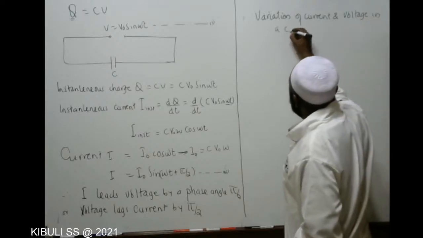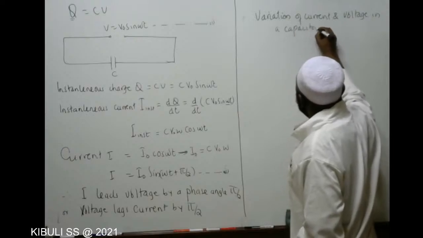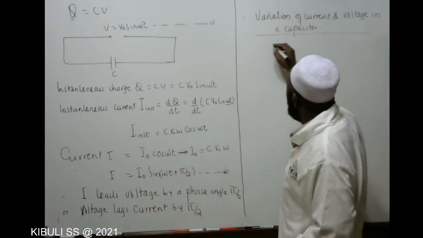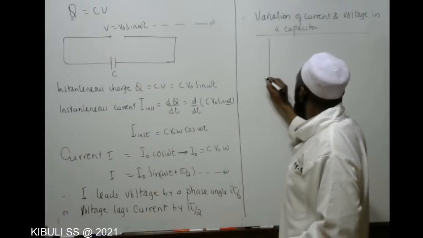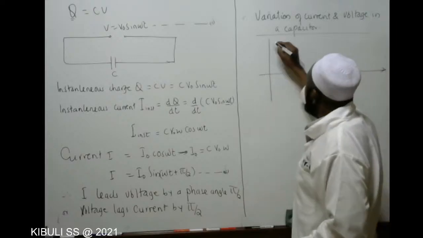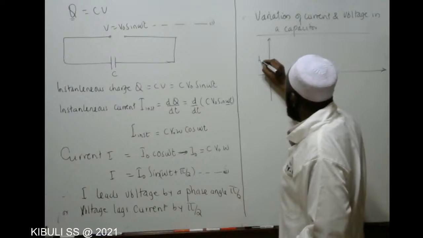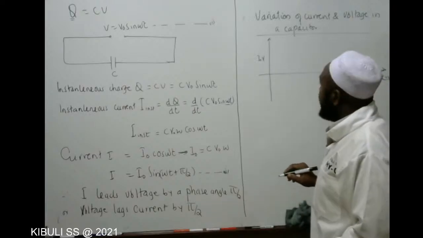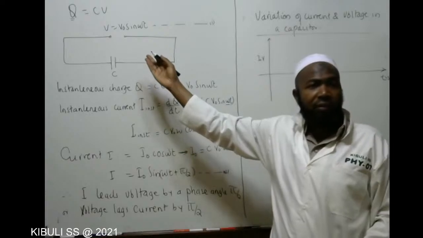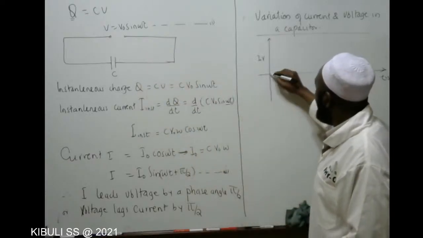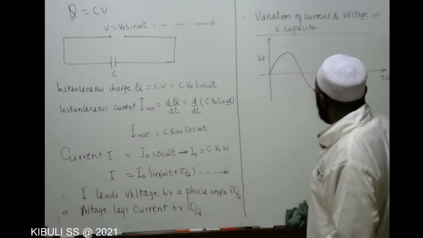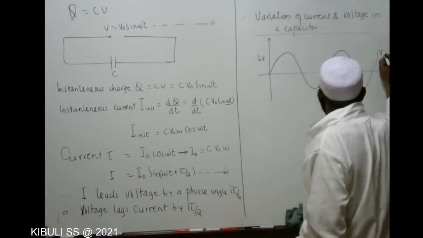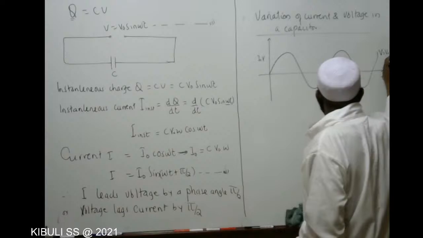In a capacitor. So here we are going to express it in terms of a graph. This is voltage and current, and then this is the time element. Since the voltage is a sinusoidal voltage, the curve is going to be a sine curve for voltage. We will indicate this one to be for voltage, V0 sine WT.